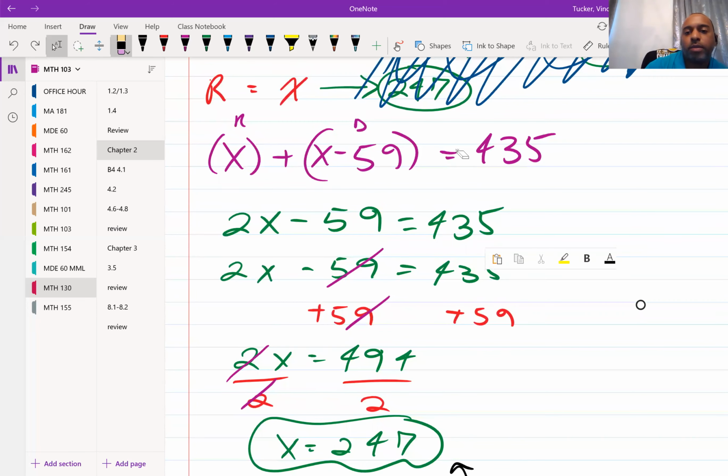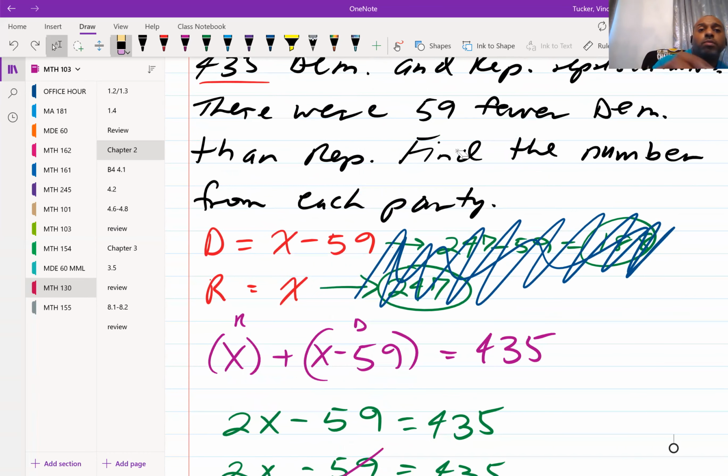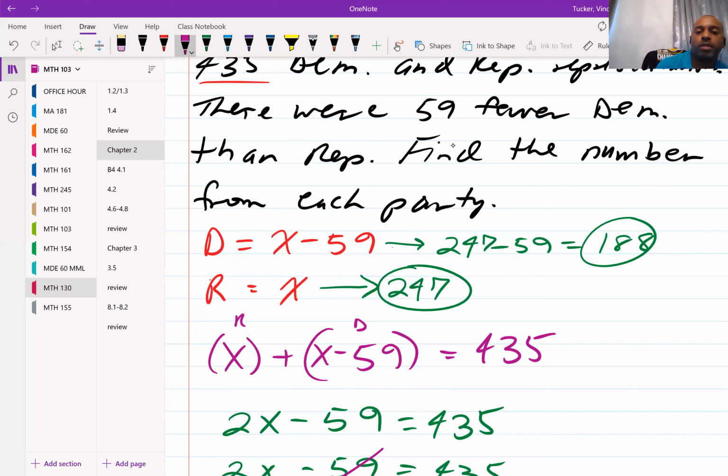All right. So now, once again, once you get your X, you got to ask yourself, did you answer the question fully or did you answer the question at all? So once again, we want to know the number from each. So we know X represents Republicans, so that's 247. And then if you minus 59 from that, that's 188. And if you were to add 247 and 188 together, you should get 435.